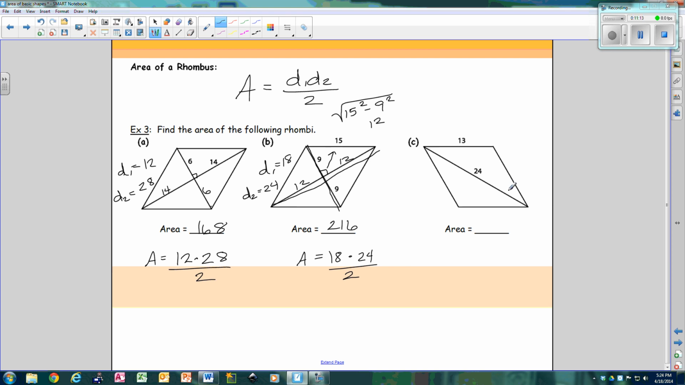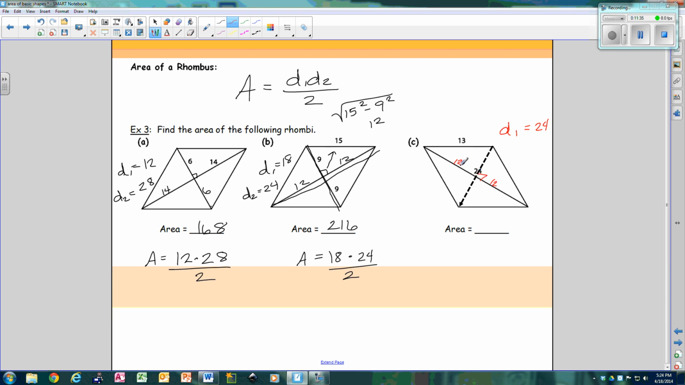Now, in this case, they didn't even bother to draw the other diagonal, so I'm going to have to add that in. I'm going to do it with a dotted line just so we know that's what we drew in there. But they did at least give me diagonal 1. So I know diagonal 1 is 24 because they told me that, which means this piece is 12 and this piece is 12. And don't forget your diagonals are perpendicular.